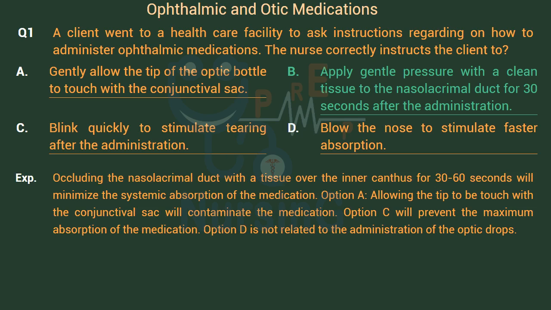Occluding the nasolacrimal duct with a tissue over the inner canthus for 30 to 60 seconds will minimize the systemic absorption of the medication. Option A: allowing the tip to touch the conjunctival sac will contaminate the medication. Option C will prevent the maximum absorption of the medication. Option D is not related to the administration of the ophthalmic drops.